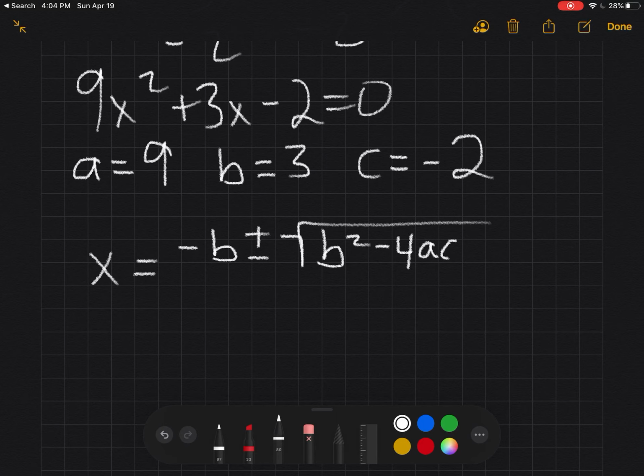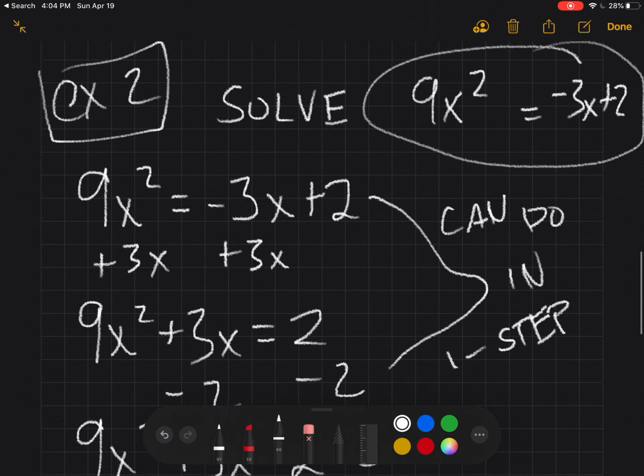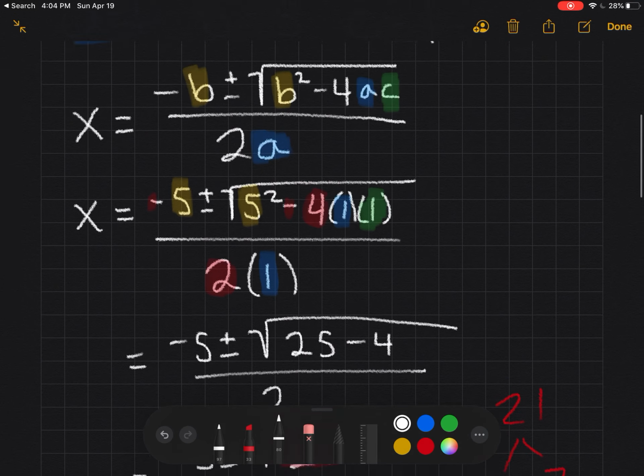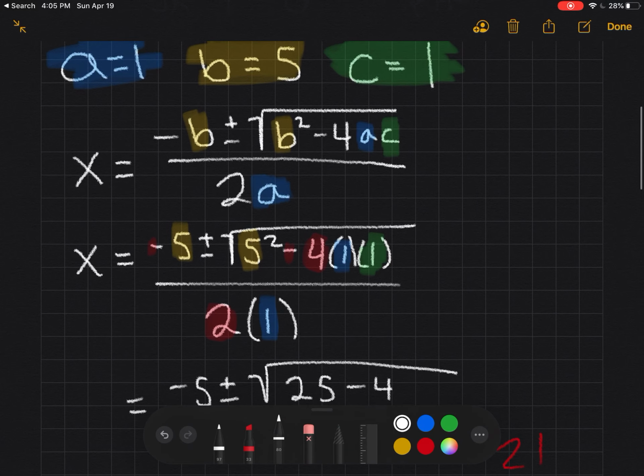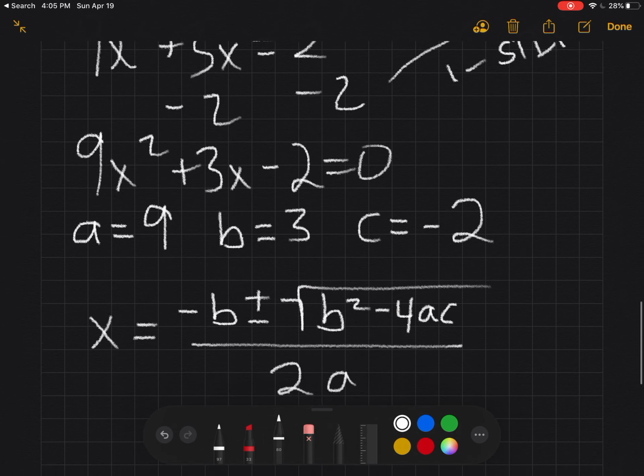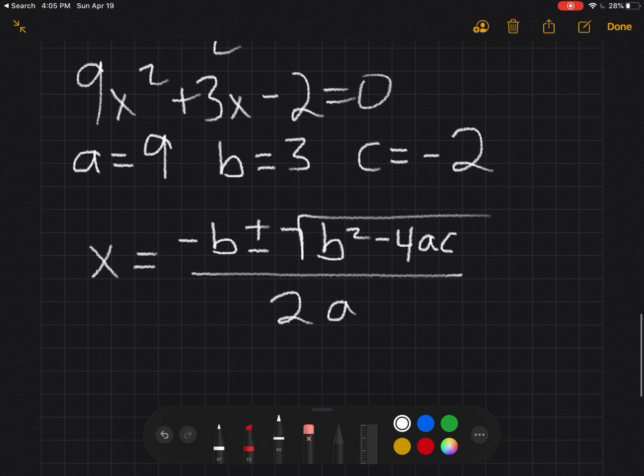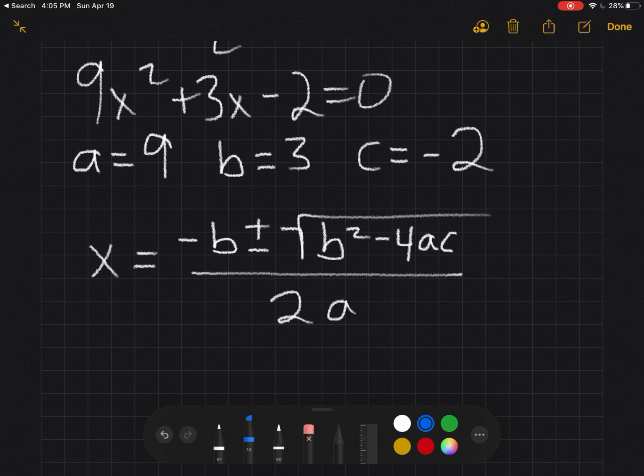All right. The next thing would be to notice your a, b, and c. So here a is 9, b is 3, and c is negative 2. Our quadratic formula says x is equal to negative b plus or minus the square root of b squared minus 4 times a times c, all divided by 2 times a. I'm going to match my color scheme I did before. I think that helps. So we had blue, yellow, and then green.